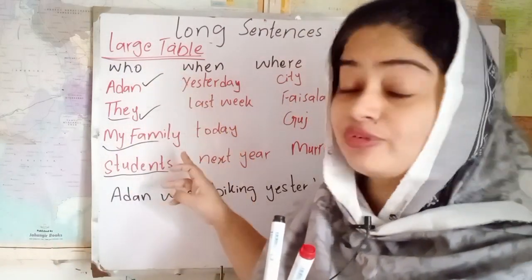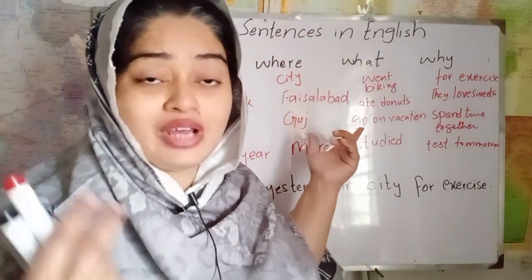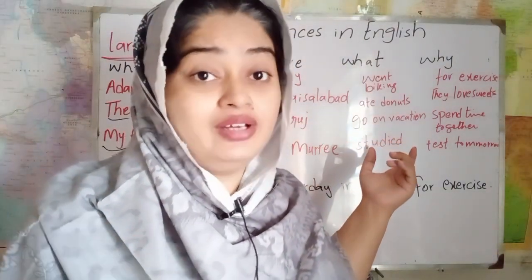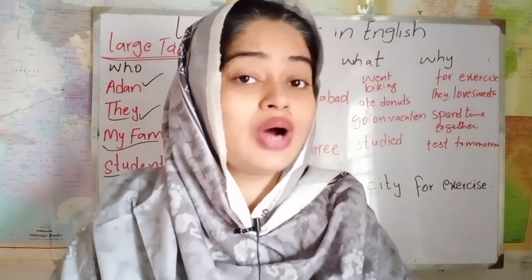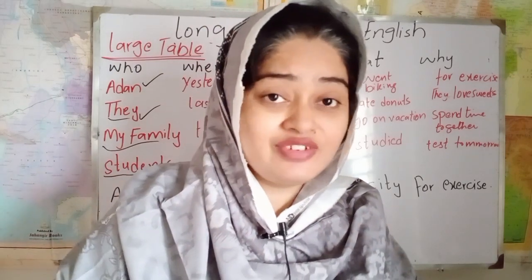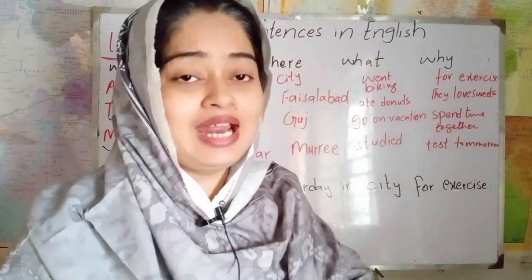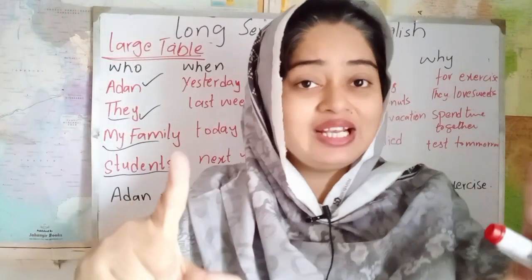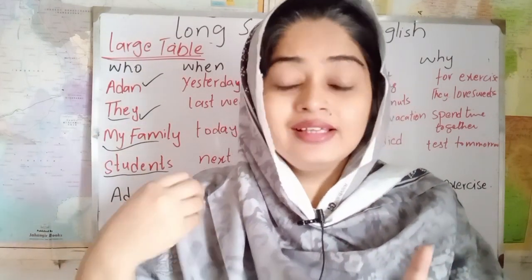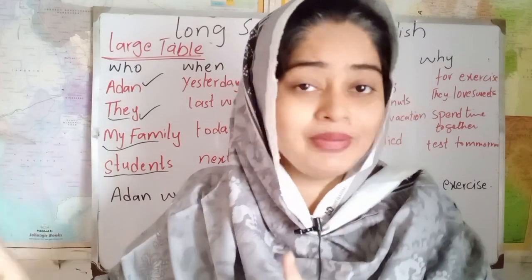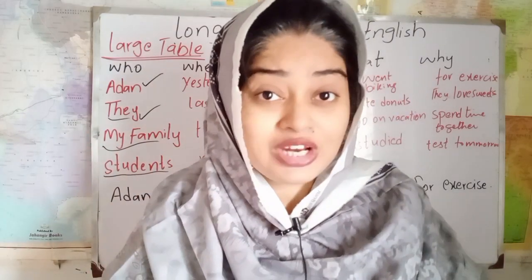Then when, you have to select different kinds of times, and after different kinds of time you can fill in the gap with different kinds of places. And now what, the activities which you are performing, and why you are performing them, the reason you have to mention in that table. In this way you have created a table in your notebook with persons, places, activities, and why you are performing those activities. Now you have a good table with good information.